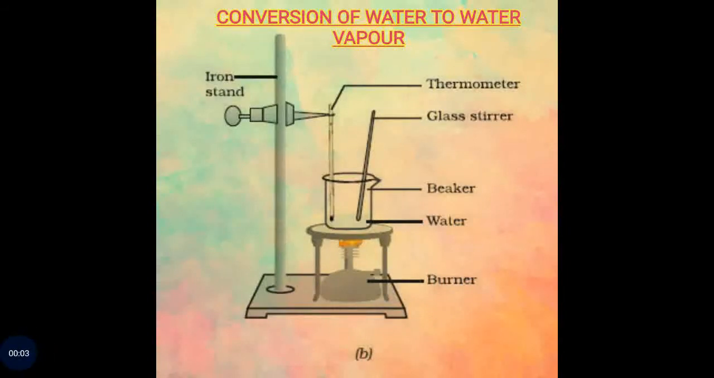Next is conversion of water to water vapor. That is conversion from liquid state to gaseous state. When we supply heat energy to water particles, they move faster. When it reaches a particular temperature, a point is reached where the particles have enough energy to break the force of attraction between each other.